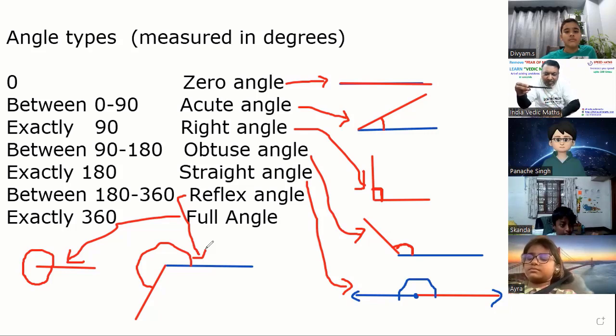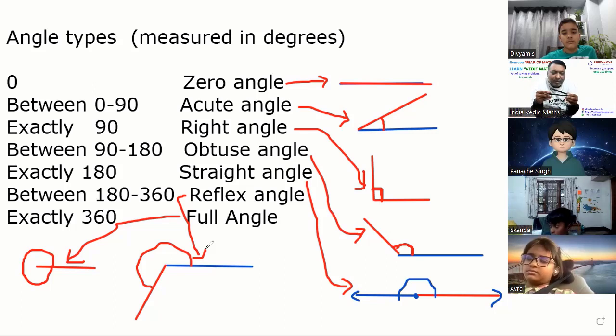Now listen what happens now. This is 180. Now it's going down. If you see, it's going down. Down means the angle, this angle is a reflex angle. Complete, this full angle is 360 degrees, full angle. Correct?